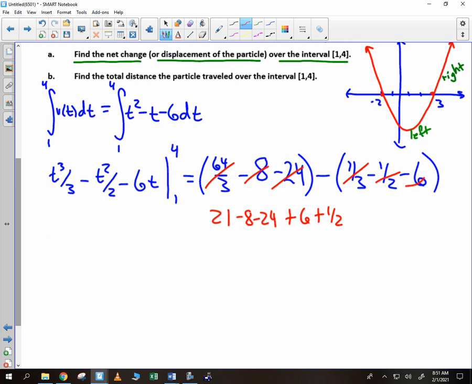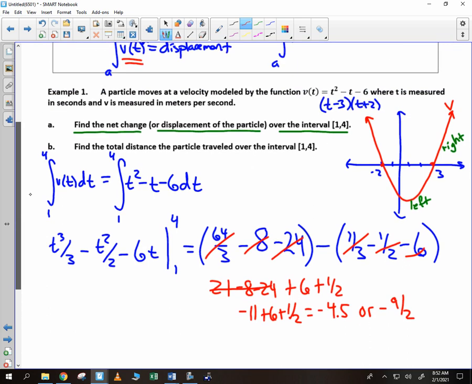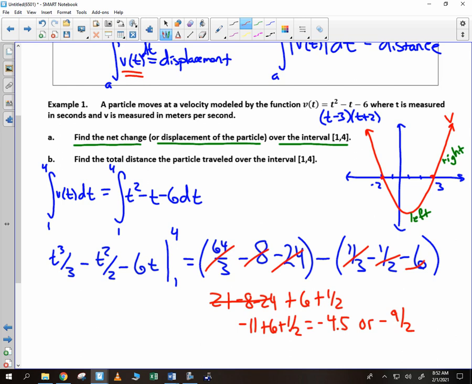Okay, so we'll work this out. 21 minus 8, that would be 13. 13 minus 24 would be -11. +6 +1/2. So -11 plus 6 is going to be -5. +1/2 is -4.5, or -9 over 2. That's the displacement.